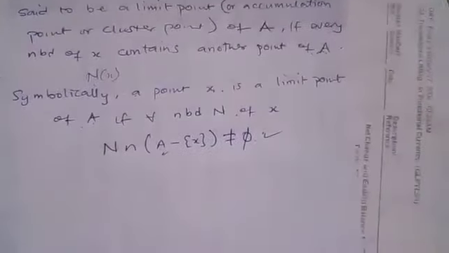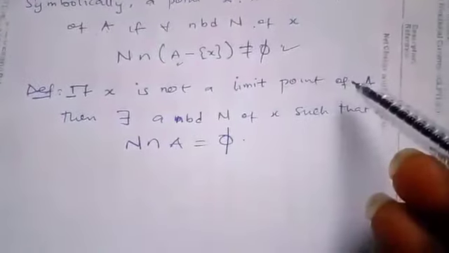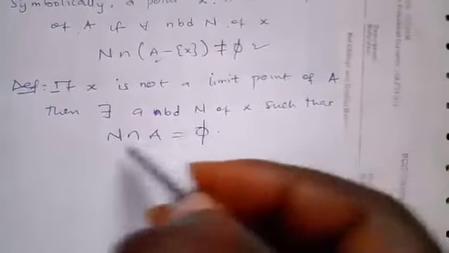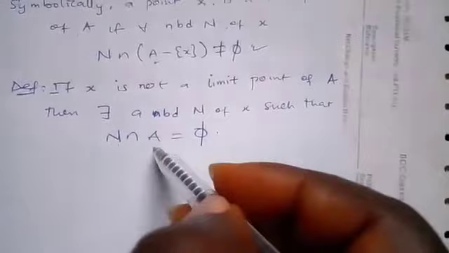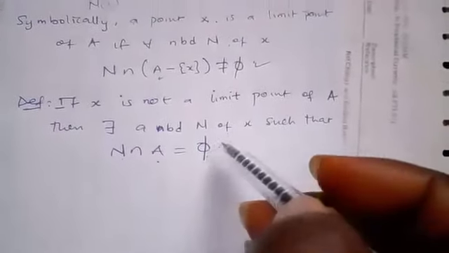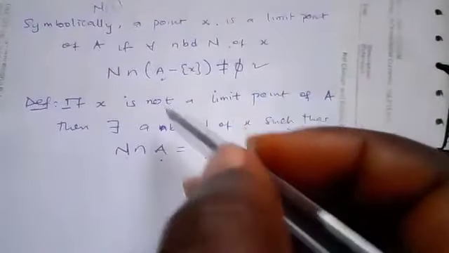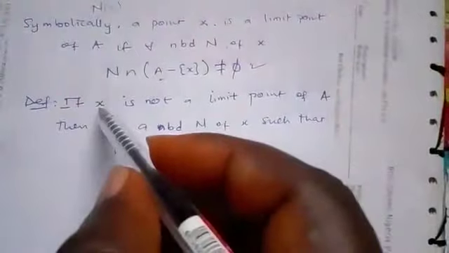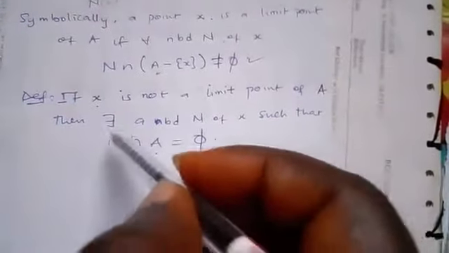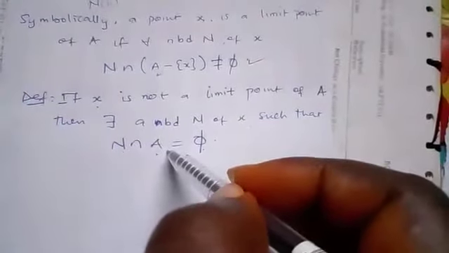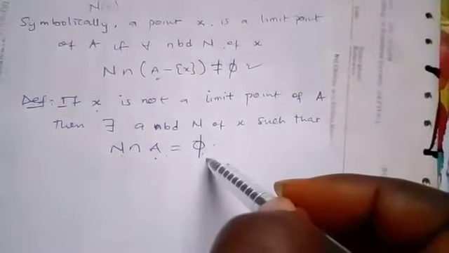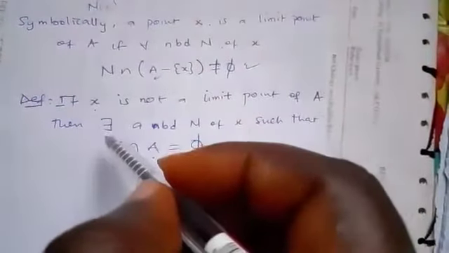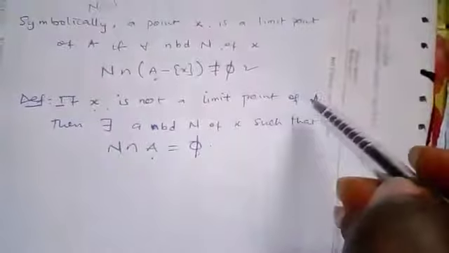So another definition: if x is not a limit point of A, then there exists a neighborhood N of x such that N intersection A is empty. So this is how to know that this point is not a limit point. If N intersection A is empty, then we say that x is not a limit point of A.